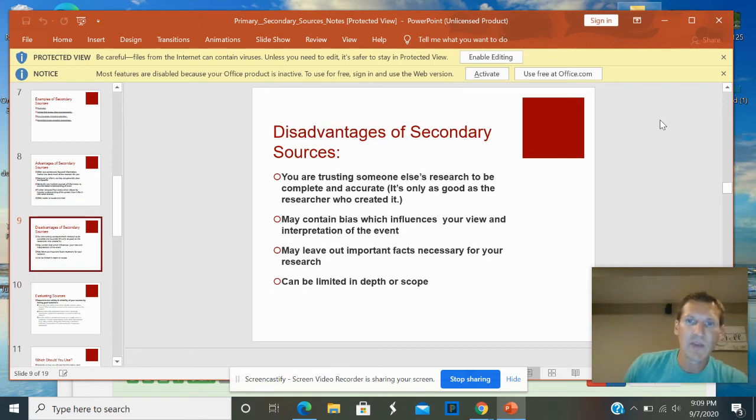A disadvantage of secondary sources: you're trusting someone else's research to be complete and accurate. They may contain bias, which influences your view. So again, bias is in there, especially if they leave out certain facts or if they're trying to sway you to believe a historical event from a certain point of view.